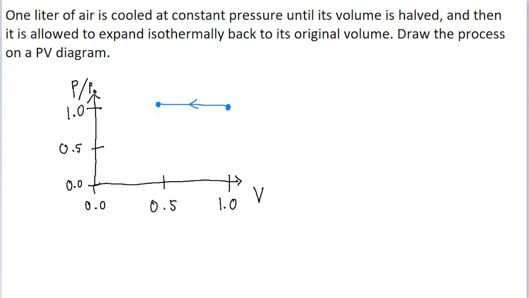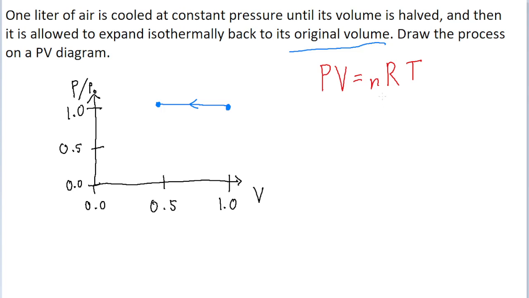From the problem description, we know that after this isothermal leg of the process, the final volume is going to be 1 liter. It's going back to the original volume. The trickier part is figuring out what the final pressure ratio value needs to be. And this is where we want to remind ourselves of what the ideal gas law says. Recall that the ideal gas law states that for an ideal gas, pressure multiplied by volume is equal to the number of moles of the gas multiplied by the ideal gas constant multiplied by the temperature of the gas.